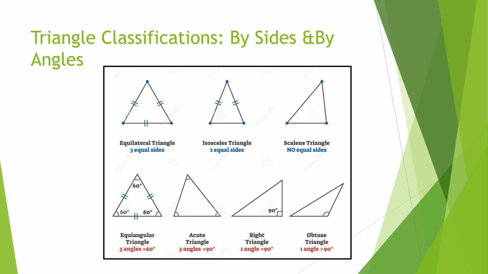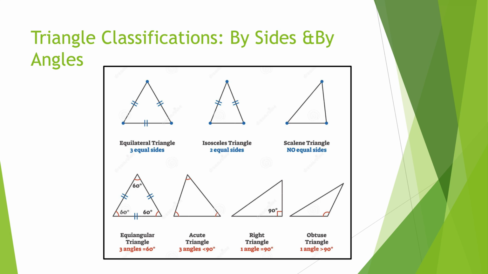An isosceles triangle has two equal sides. Iso means same, scale, scale. So same scale, that means two sides are the same. And a scalene triangle has no equal sides. So those are the ways of representing or classifying triangles by the lengths of their sides.